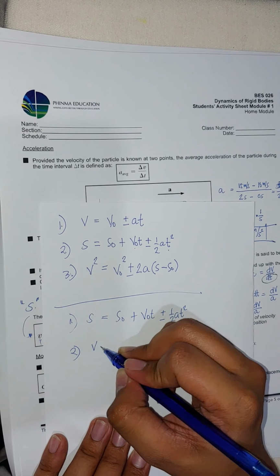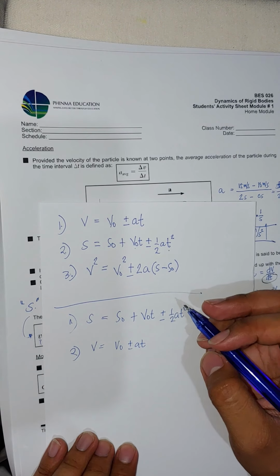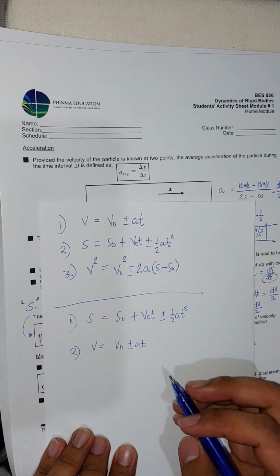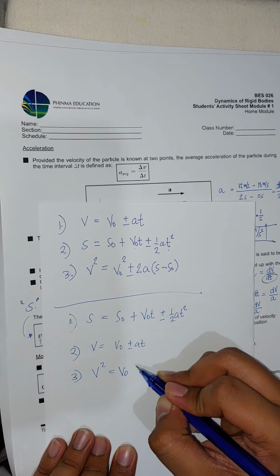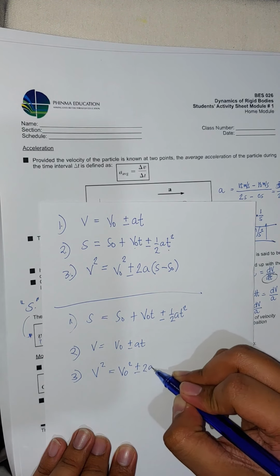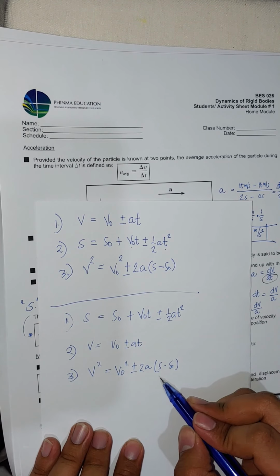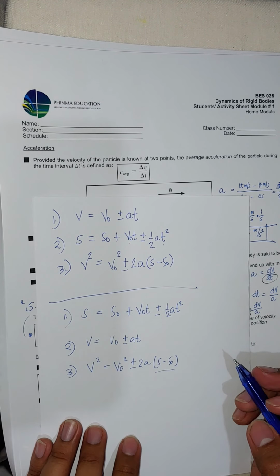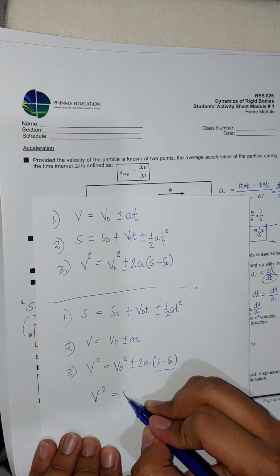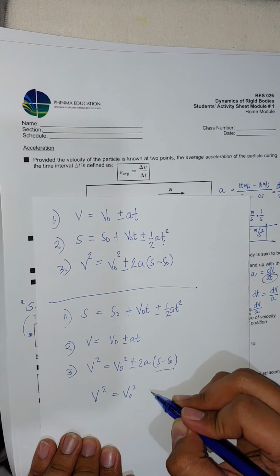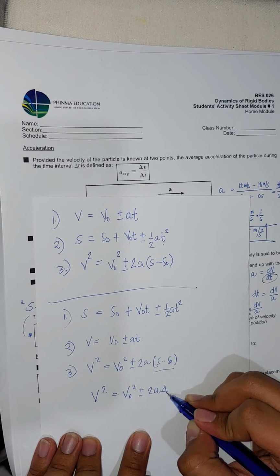Our second, we have the velocity. Final velocity is equal to initial velocity plus or minus the acceleration times time. So, acceleration times the time is velocity. The third one, we have v squared is equal to v naught squared plus or minus 2a times the final position minus the initial position. Now, if you remember, final position minus initial position, we call that the displacement. So this formula we can write like this: the square of the final velocity is equal to the initial velocity squared plus or minus 2a delta s.